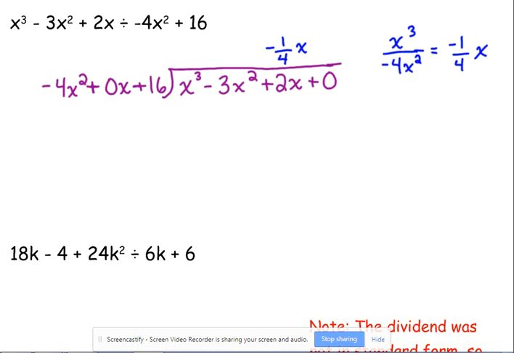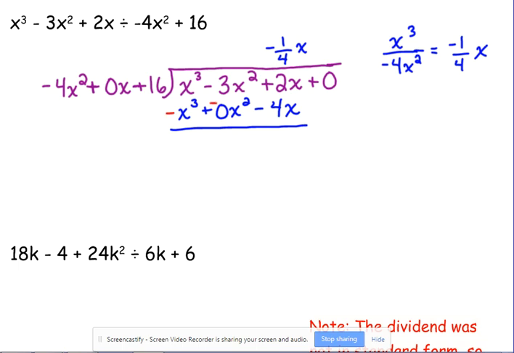We're not going to have a ton of work to do on this problem because I've only got one more space after this left. All right, let's multiply. Negative 1/4 x times negative 4x squared. Negative 1/4 times negative 4 is 1. X times x squared is x cubed. Negative 1/4 x times 0x. I know that it's 0, but I'm just going to put it there to keep everything in line. That's 0x squared. Bless you. Negative 1/4 x times 16 is negative 4x.